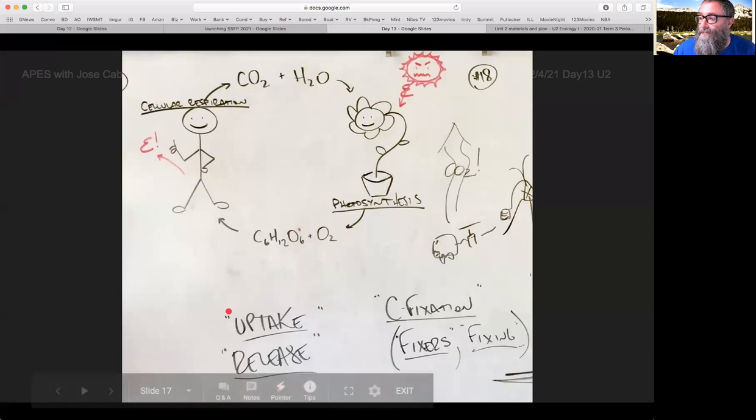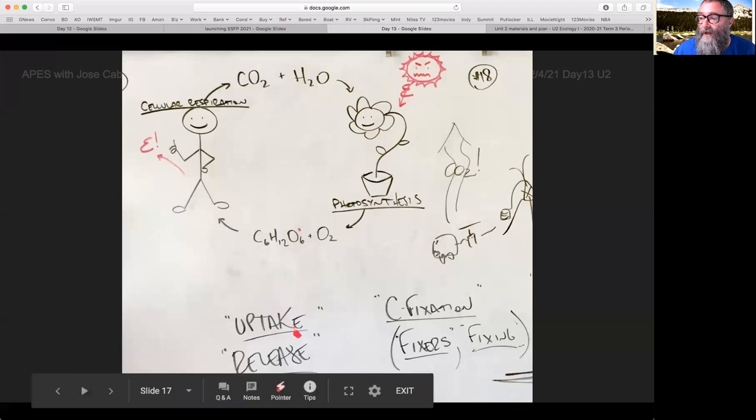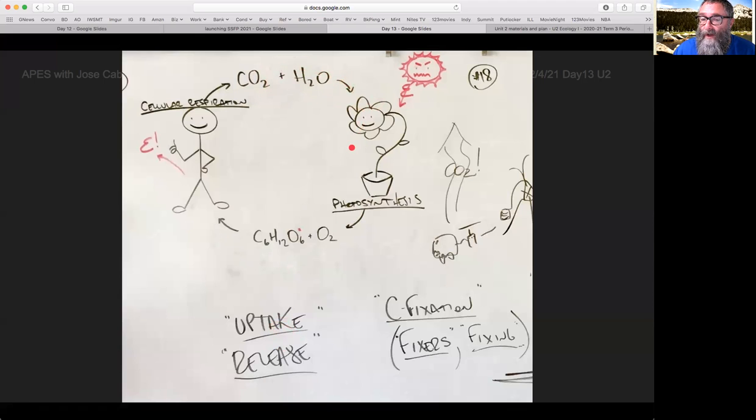I would probably point out that there's a couple terms here, uptake and release. Uptake is when the ingredients go up into the living thing, and release is when they leave the living thing. So when you go, that was uptake of oxygen, and when you go, that's release of CO2. It's not rocket surgery, but you probably should know those terms.